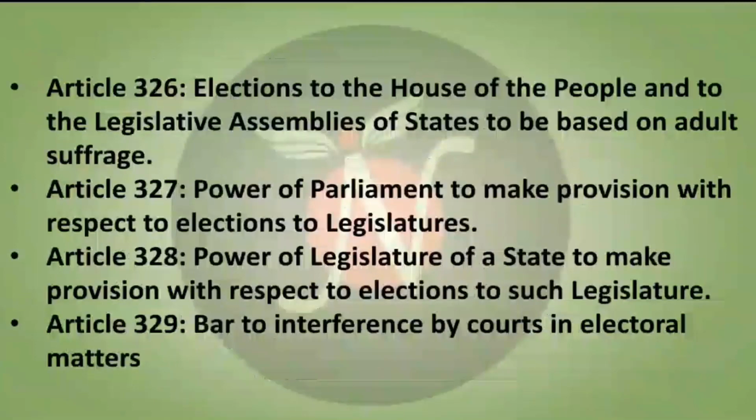Article 326 says that elections to the House of the People and to the Legislative Assemblies of the states are to be based on universal adult suffrage. Article 327 says that the power of the Parliament to make provisions with respect to elections to legislature. Article 328 says that the power of legislature of state to make provisions with respect to elections in such legislature. Article 329 gives bar to interference by courts in electoral matters.